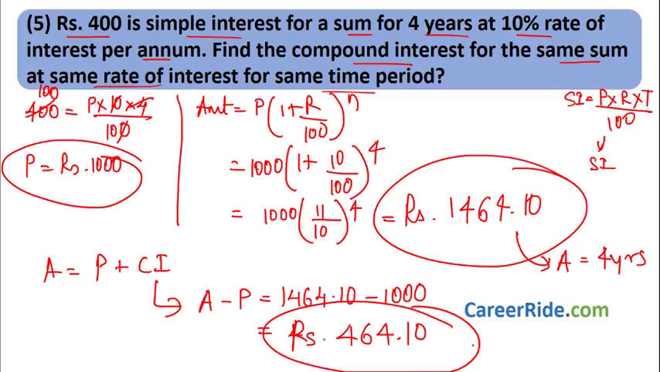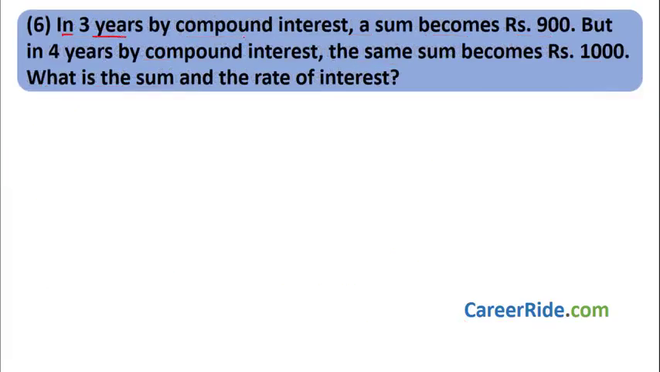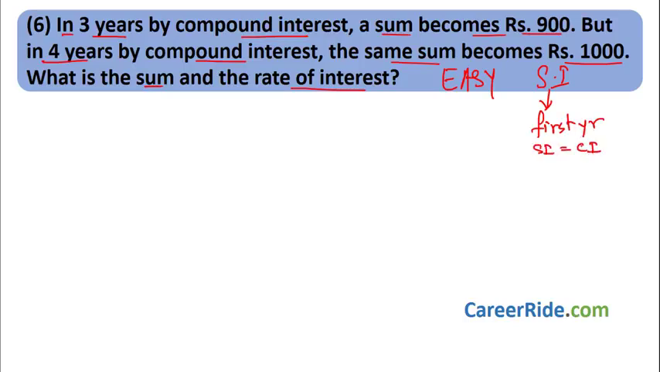Moving to next question. In 3 years by compound interest, a sum becomes rupees 900. But in 4 years by compound interest, the same sum becomes rupees 1000. What is the sum and the rate of interest? Again, this is actually an easy sum if you have seen the simple interest video. If you have taken a look at simple interest video, you will realize that there is a concept that for the first year of investment, simple interest is always equal to compound interest.